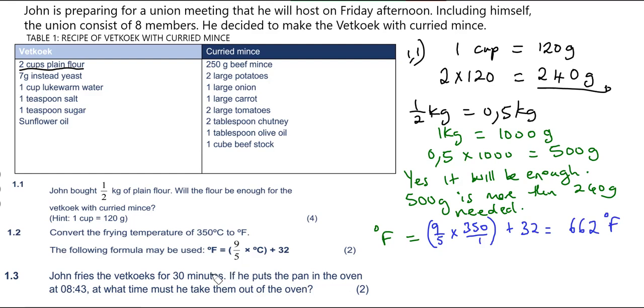Now let's look at the last question. John fries the fat cook for 30 minutes. If he puts the pan in the oven at 17 minutes to 9, at what time must he take them out of the oven? So you are adding 30 minutes here.